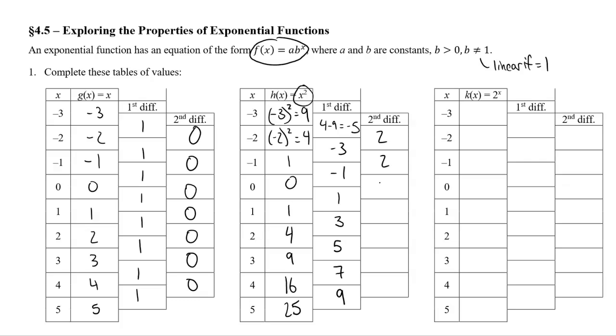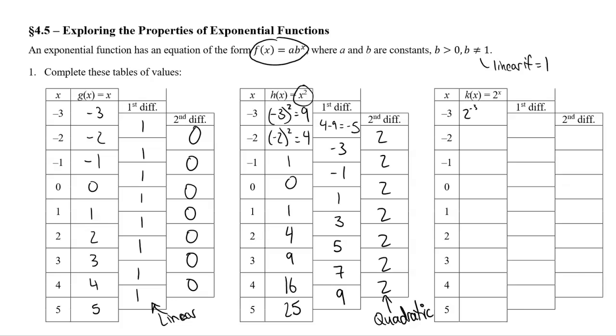Then we do the second differences. Negative 3 minus negative 5 gives us 2, and all of them end up being 2, just as we would expect for a quadratic relationship. So as already noted, the first situation, g of x, is linear because the first differences are all the same. The second situation, h of x, is quadratic because the second differences are all the same. And then we move to the exponential situation.